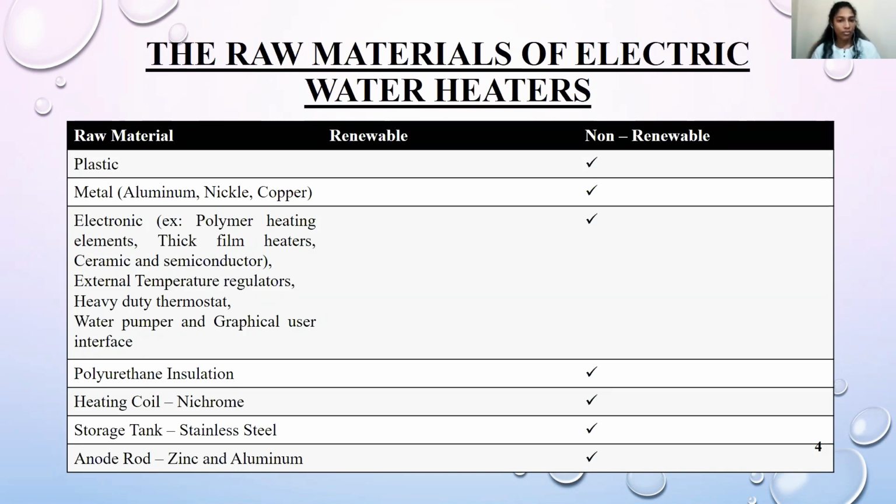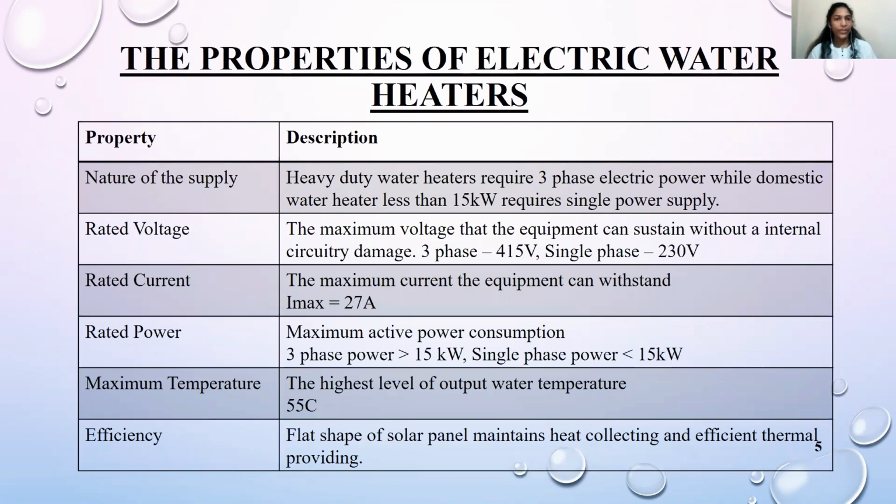The properties of the electric water heaters. In this table, we can see the properties clearly. They are nature of supply, rated maximum voltage, rated maximum current of 27 amps, maximum active power consumption of 15 kilowatts, and maximum temperature of 51 centigrade.